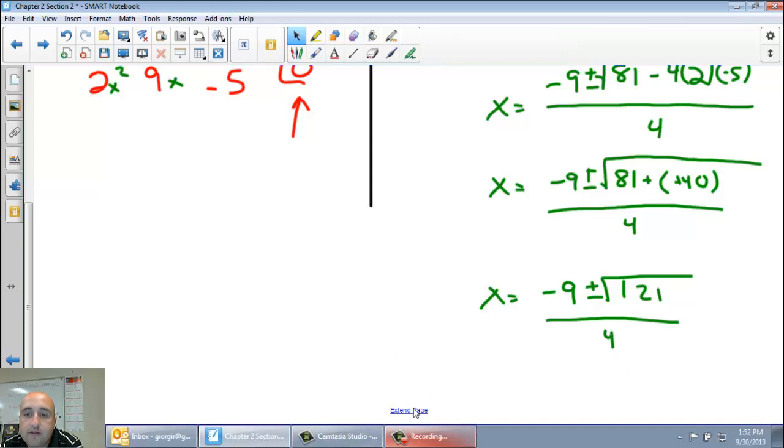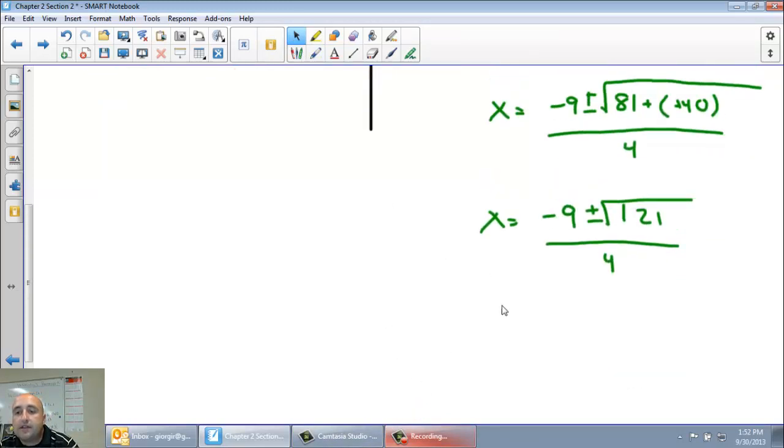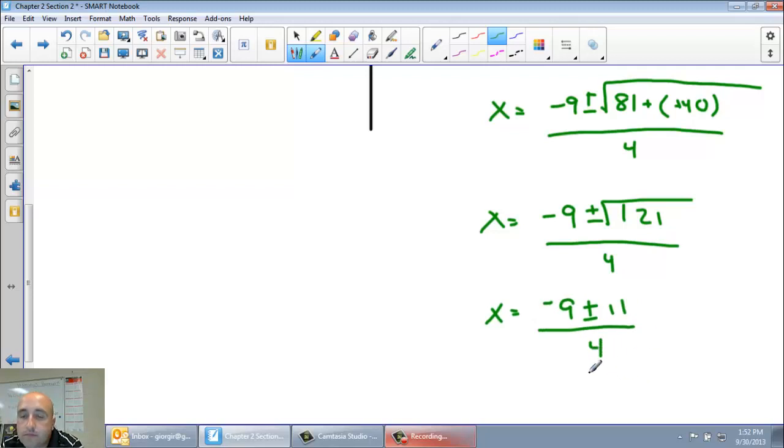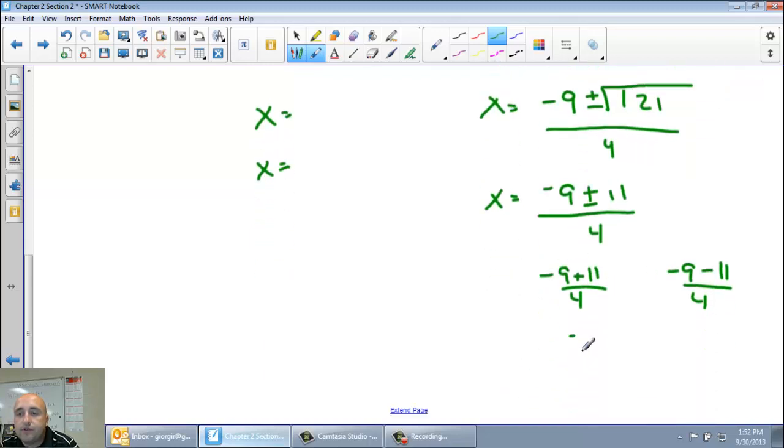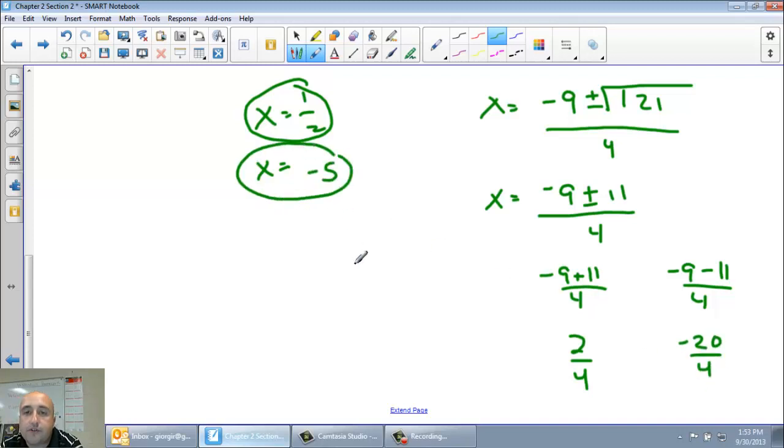Okay, continuing on. So x equals negative 9 plus or minus the square root of 121, which is 11, all over 4. Let's figure out what our other two answers are. So x equals negative 9 plus 11 divided by 4, and negative 9 minus 11 divided by 4. Negative 9 plus 11 is 2, so 2 divided by 4 is 1/2. There's another one of our answers. And negative 9 minus 11 is negative 20 divided by 4, so negative 5 is our other answer.